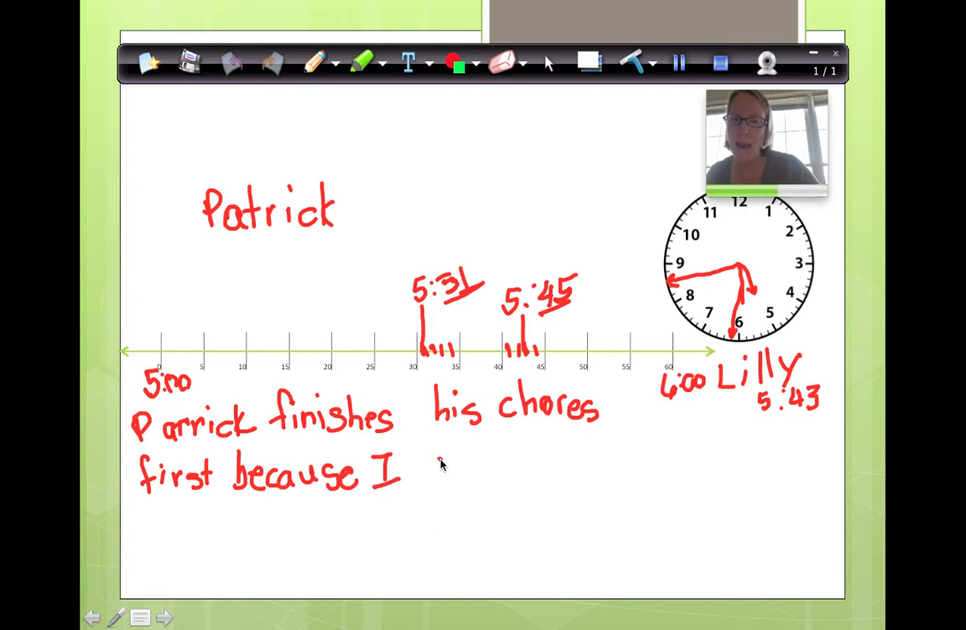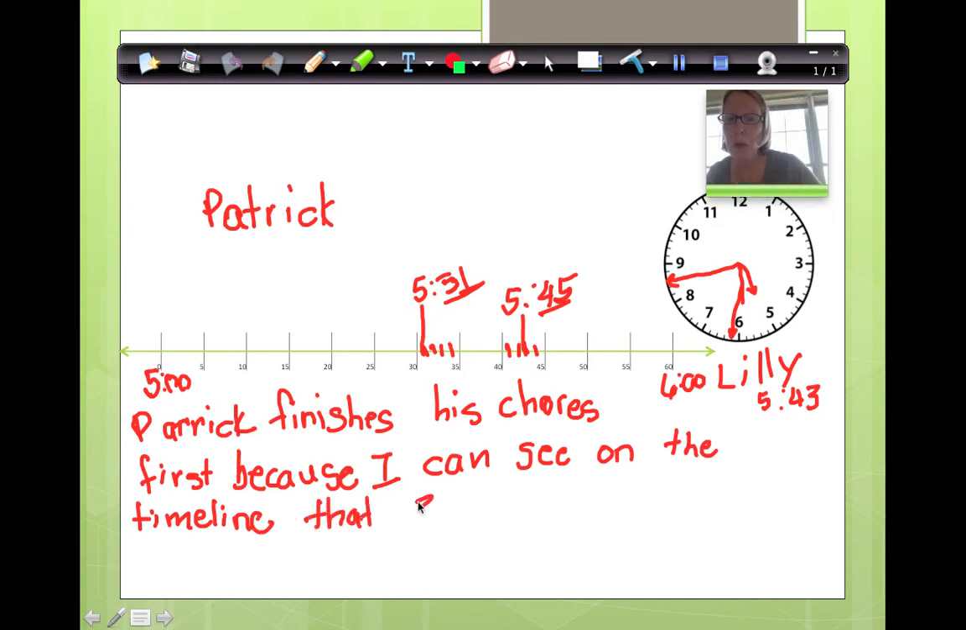on the timeline, that 31 comes before 40. Whoops, I did 45 over here. That's not 45. What should it be? It should be 43. Whoops. Let's try to fix that.